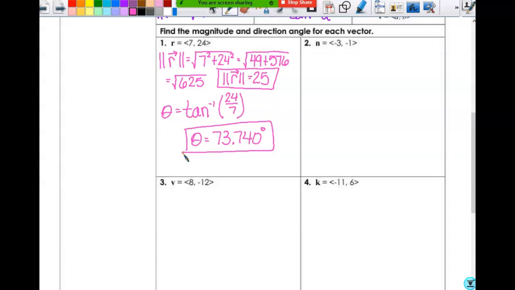Okay. What questions do you have? Pretty much the exact same thing we were doing with polar, right? They're very much connected. The only difference is we're doing it in degrees instead of radians, and we're going to use values that you're not expected to know from the unit circle. If they're unit circle values, then you're expected to have exact form, but that's not the case here. Okay, so actually, you try number 2. Find the magnitude and the direction angle on number 2.